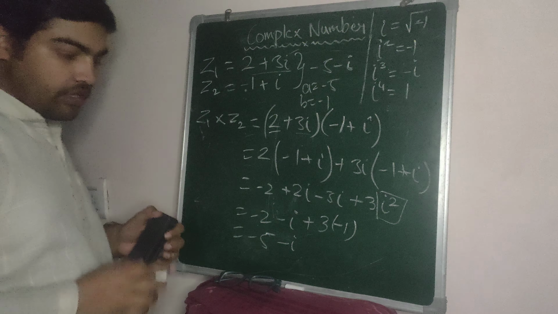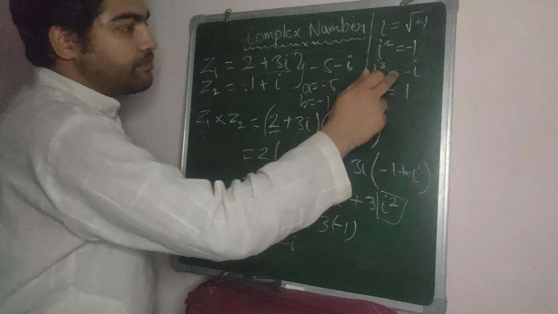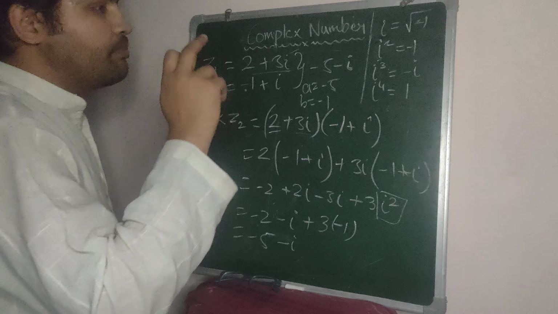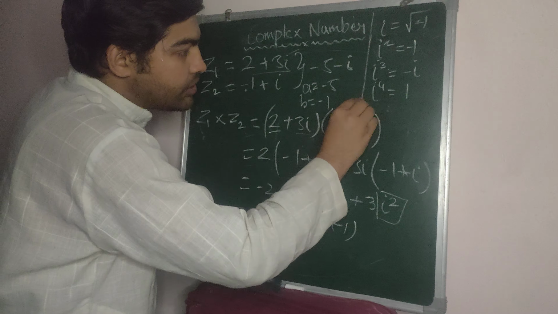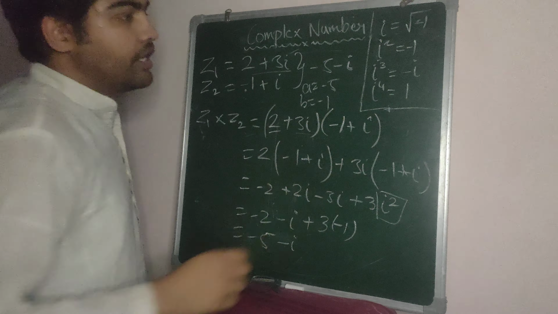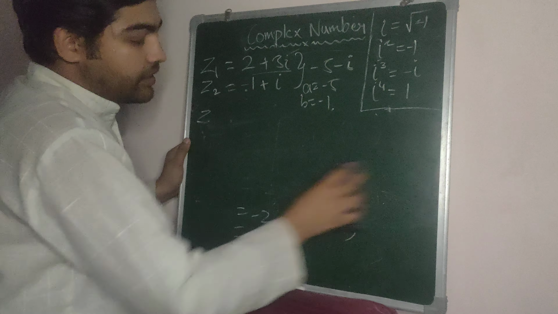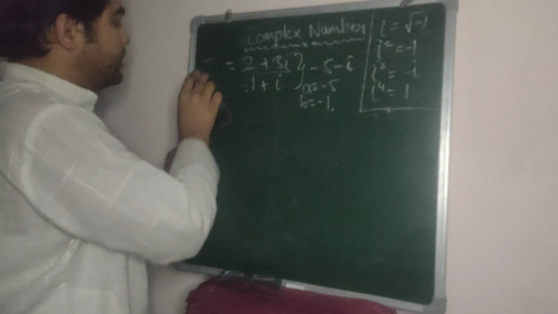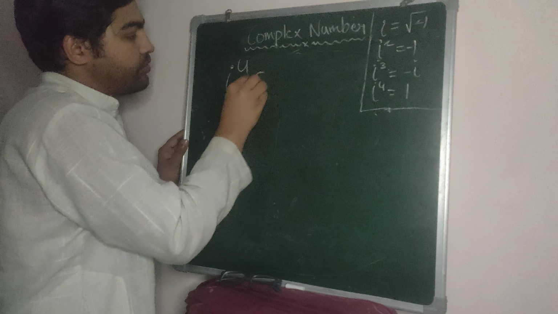Okay, so the first number is i. When we square i, we get minus 1. When we cube i, we will get minus i. If we take i to the power 4, we get 1. So according to this rule, we can say that for a multiple of 4 in the power of the imaginary number i, the value is equal to 1.